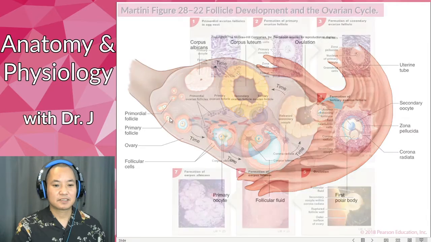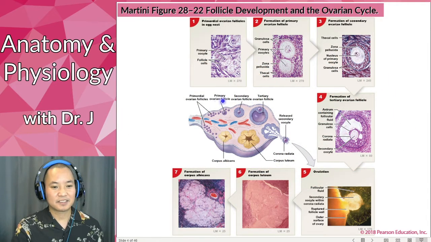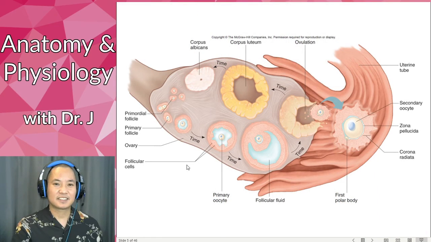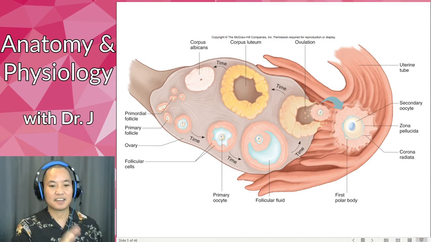I like this picture because this is the martini version. It's kind of squashed. So I like this one from McGraw-Hill. It's kind of like a clock. Now, is this all happening at once? No, it's just showing you the progression and development of these follicles in which these ova develop.